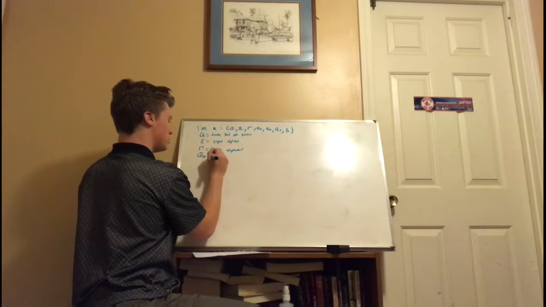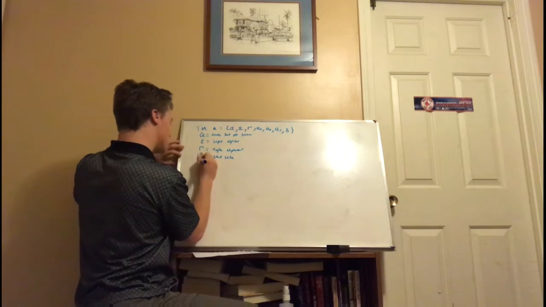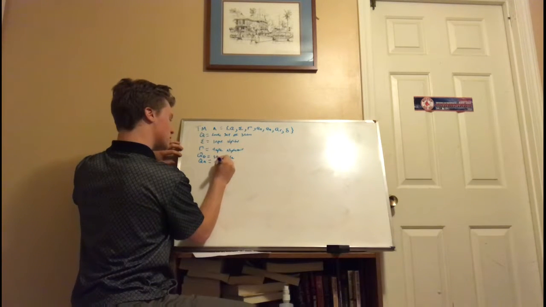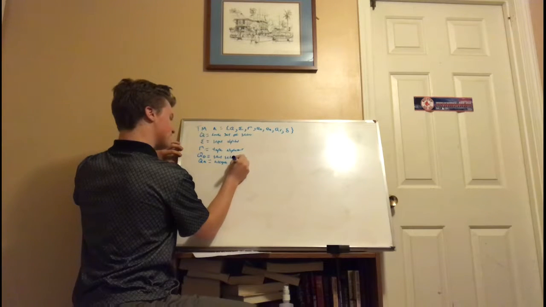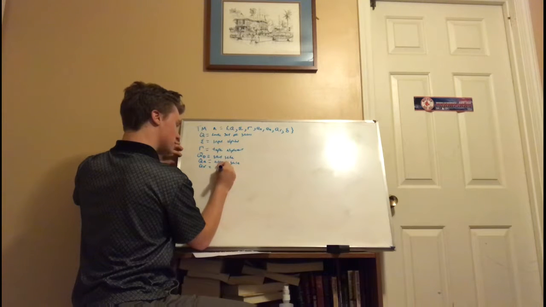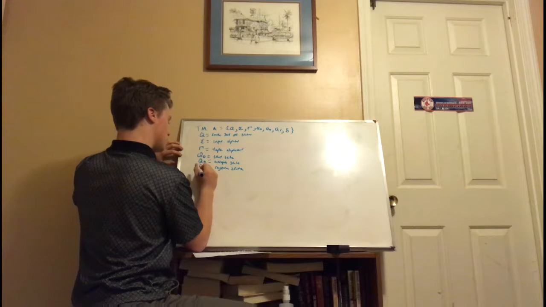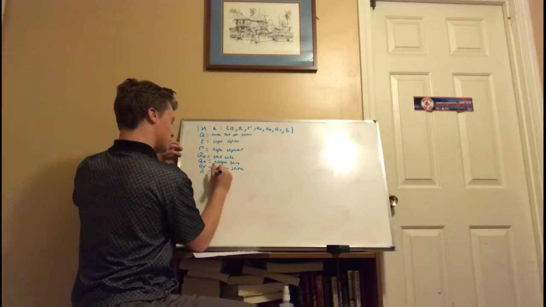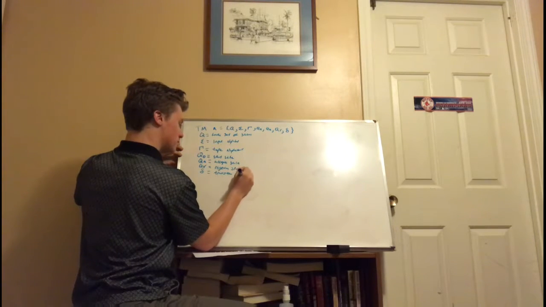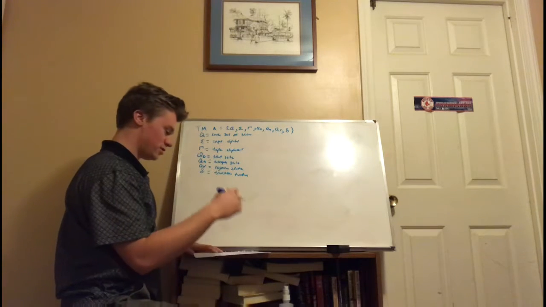Q0 is the start state, so that's the state it starts at. QA is the accepting state. QR is the rejecting state. And delta is the transition function. Those are the 7. That's the formal definition of a Turing machine.